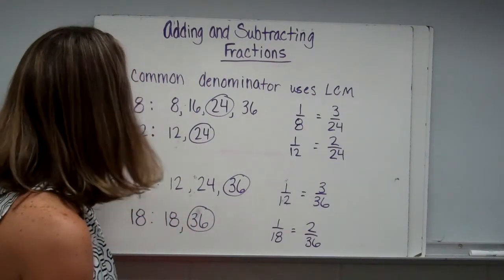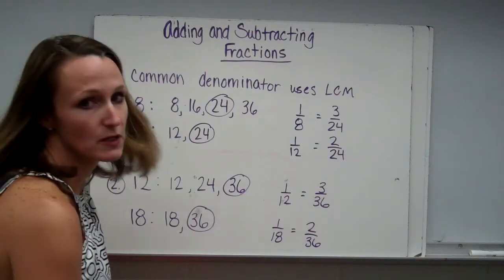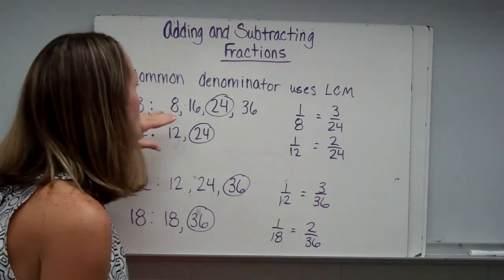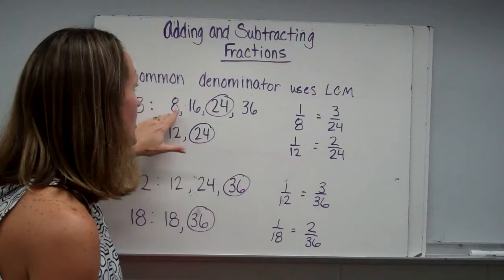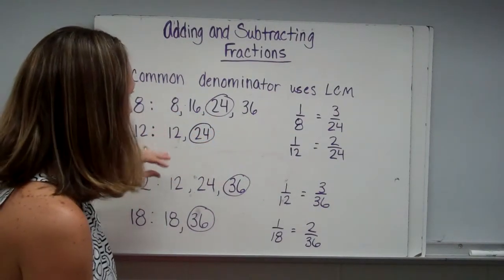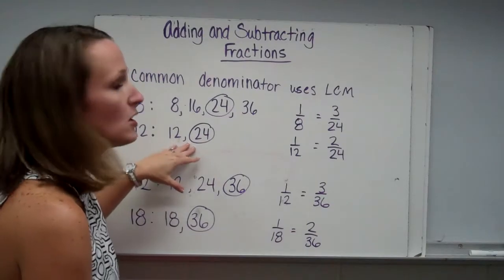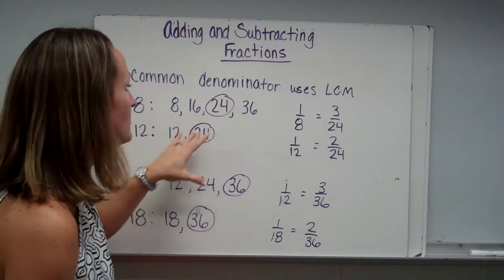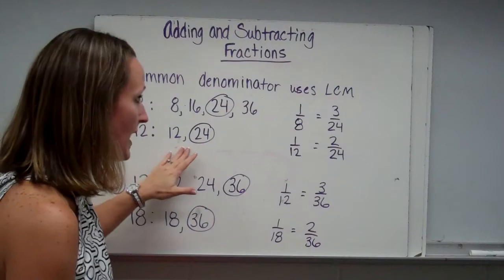common multiple. So remember, if we had 8 and 12 and we wanted to find the least common multiple, we would list our multiples of 8, such as 8, 16, 24, 36. List our multiples of 12: 12, 24. Well, right there at 24, I have found a multiple of both 8 and 12 that match.